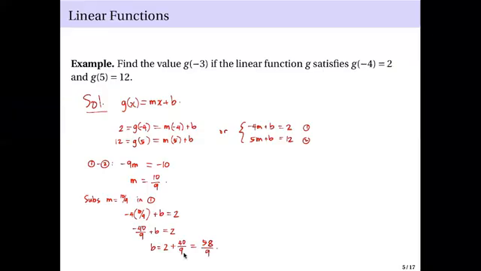So 2 times 9, that's 18. Then 18 plus 40, that's 58. And you have this over 9. And therefore, our g of x will be, m is 10 over 9, so you have 10 over 9 x plus b, which is 58 over 9.